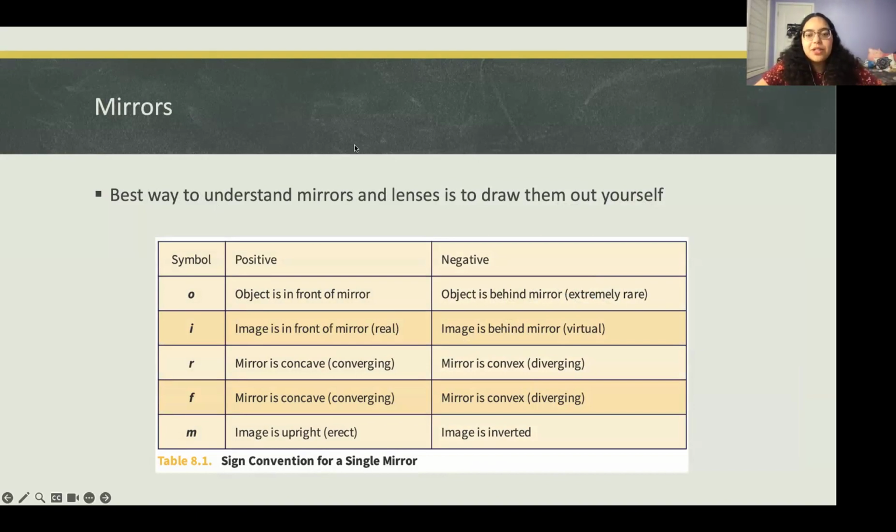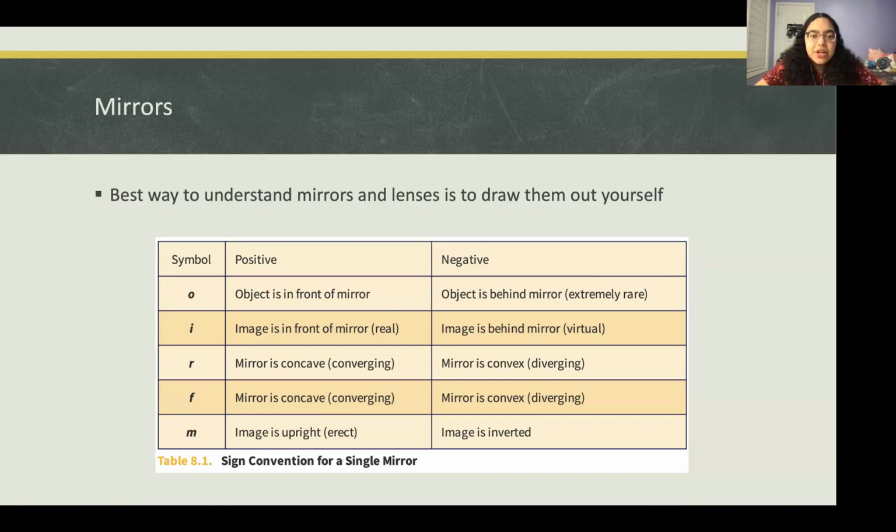For an object, if it's in front of the mirror, you put that distance as positive. Very rarely is your object behind a mirror. For your image though, it could be in front or behind. If your equation is giving you a positive number, it means it's in front of the mirror, it's real. Behind the mirror, virtual, would be a negative answer for your image distance.